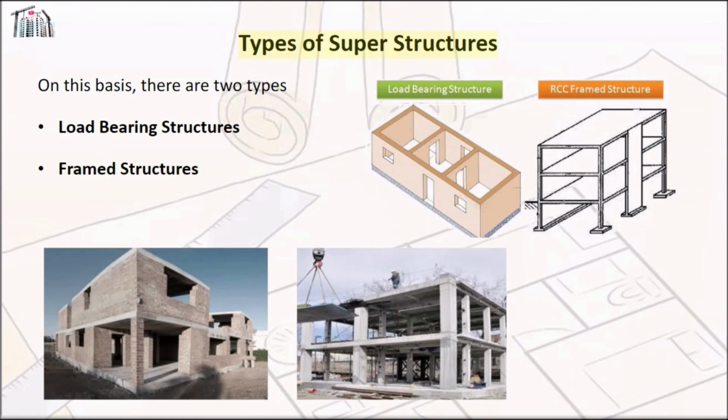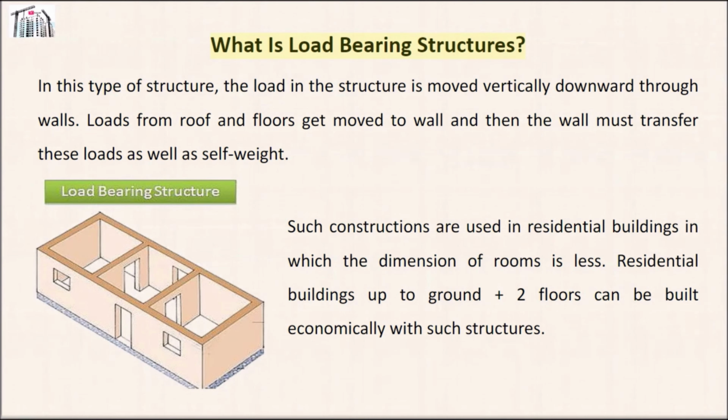Types of superstructures. On this basis, there are two types: load-bearing structures and framed structures. What are load-bearing structures? In this type of structure, the load is moved vertically downward through walls. Loads from roof and floors get moved to the wall, and then the wall must transfer these loads as well as its self-weight.